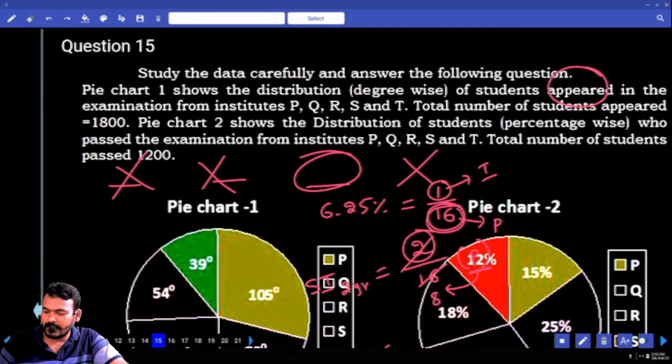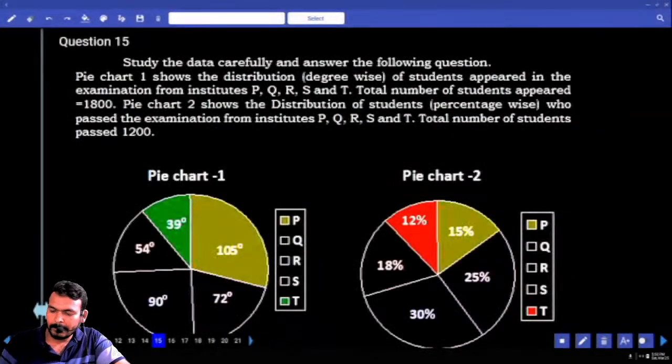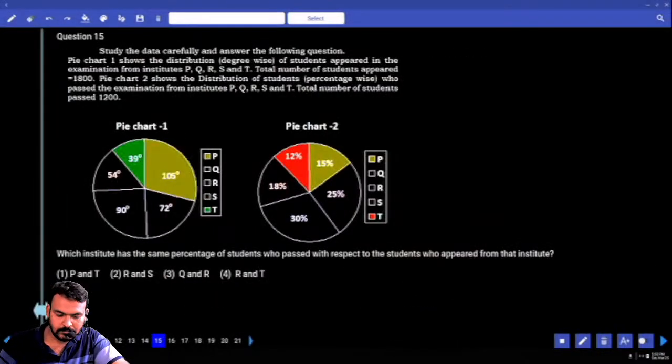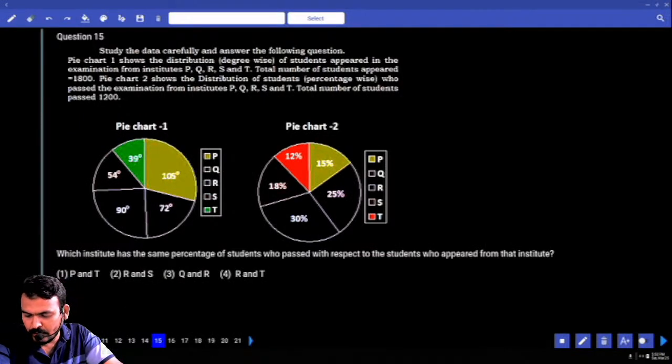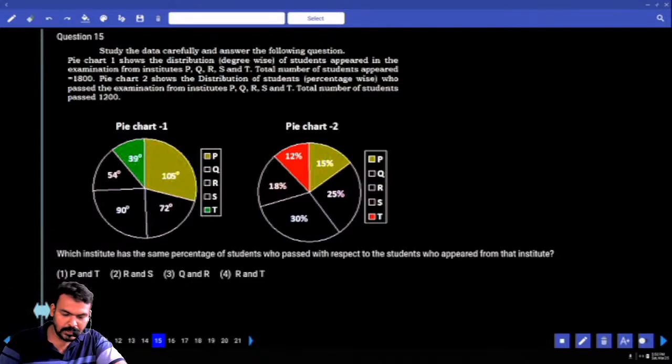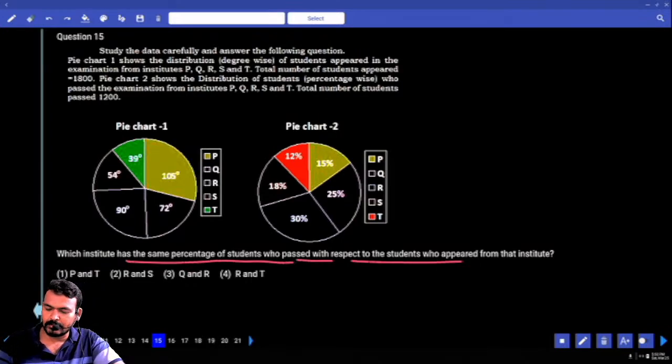Question number 15. Which institute has the same percentage of students who passed with respect to the students who appeared from that institute? What are the first options given? PNT. Okay, first option PNT.